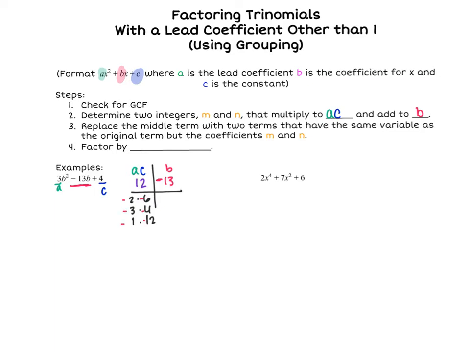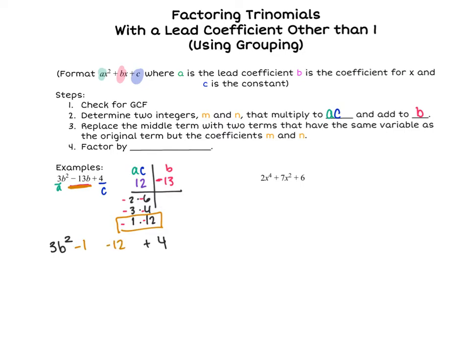And the correct numbers that work that multiply to give us 12 but add to give us negative 13 are negative 1 and negative 12, so that is my m and n. Now, what do we do with these terms once we have them? What we're going to do is keep the first term with the lead coefficient and the constant term of 4. But what we're going to do to finish this off is we're going to take those two new integers and replace this negative 13 with negative 1 and negative 12.